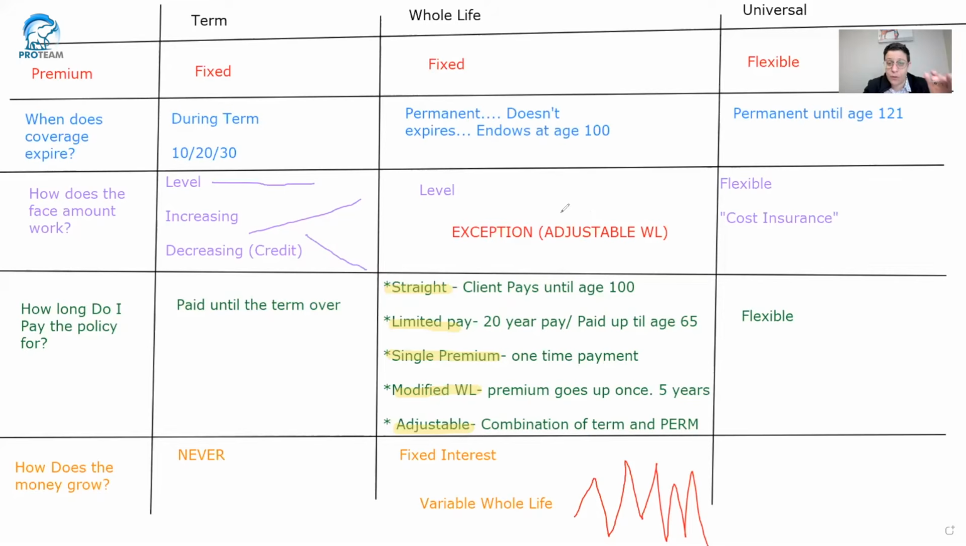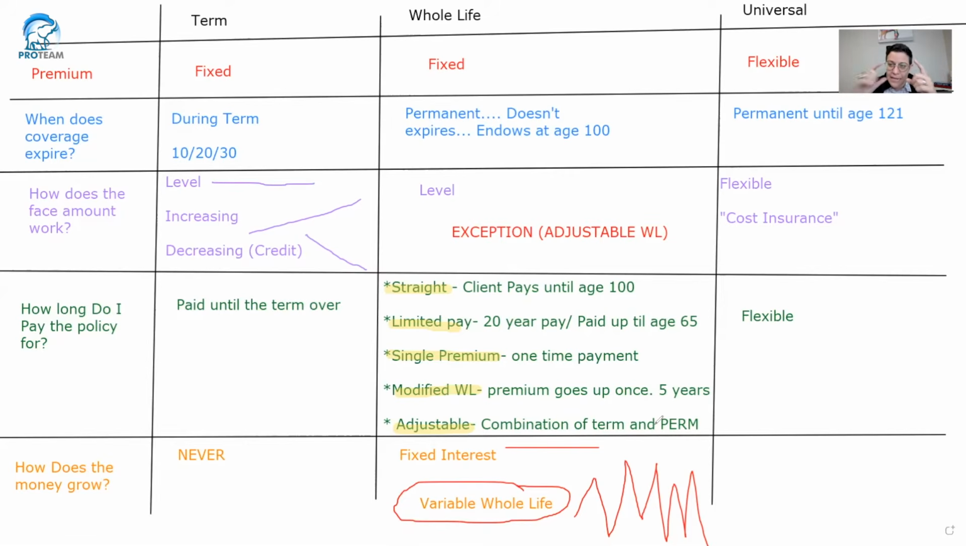So does money grow in term policies? No. Does money grow in whole life policies? Yes. What's the strategy it uses? Fixed. What is fixed? If they said they're going to give you 3%, it's 3% forever. The variable whole life is the exception to that. In the variable whole life, the premium is fixed and the coverage doesn't go up, but the account value, the savings component of it, goes up and down depending on how the market goes.